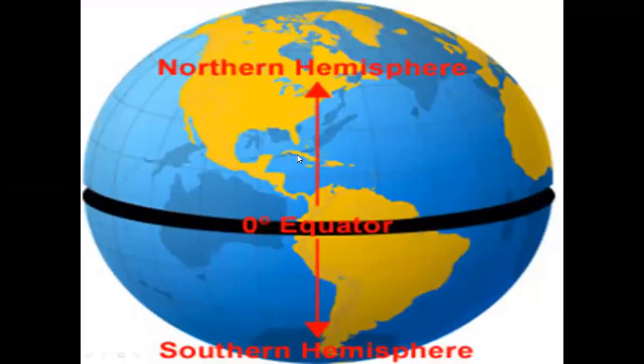Now here this image will make it more clear to you. Equator at 0 degree. On top we have got the northern hemisphere, and down part we have got the southern hemisphere. So the equator divides the Earth into two parts, northern hemisphere and southern hemisphere.